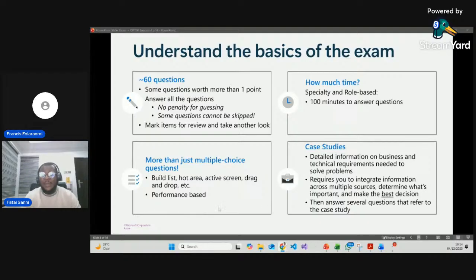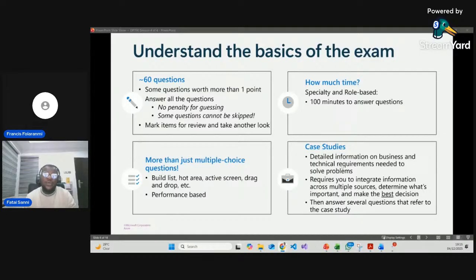Okay, let's talk about case studies. You have detailed information on business and technical requirements needed to solve problems. So you're going to be facing different case study questions in your exam. And from experience, this is what gives people the most problems. It consumes quite a significant amount of time trying to understand the case study and the related questions before trying to answer. So please prepare to dedicate enough time for your case study.